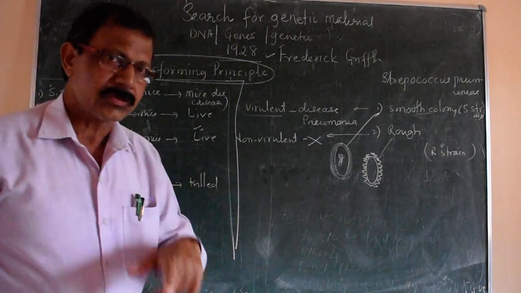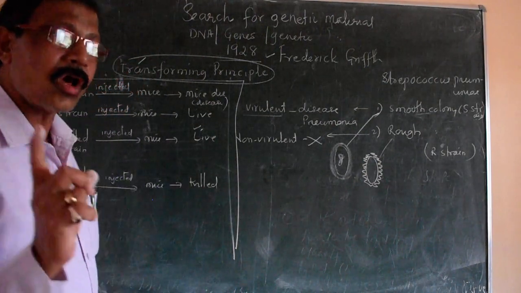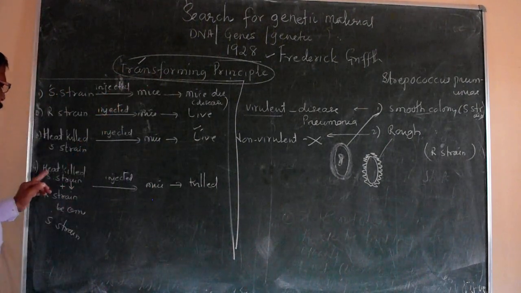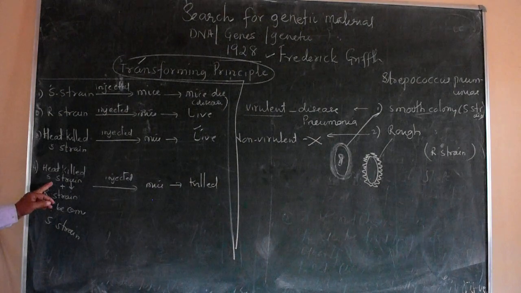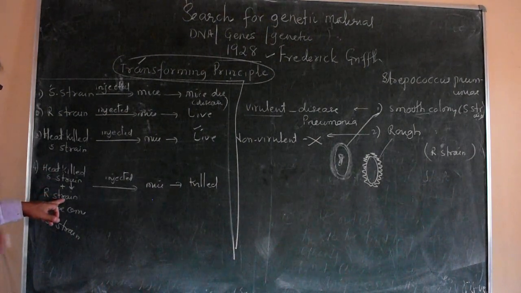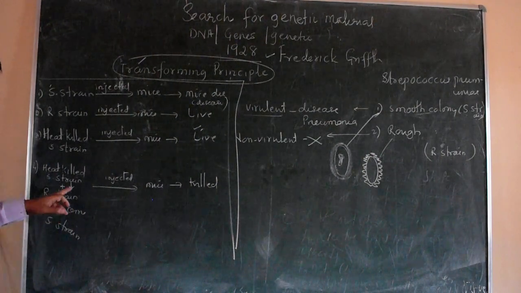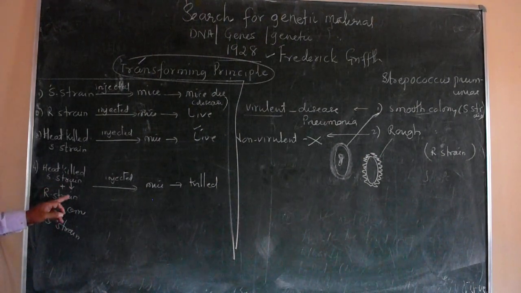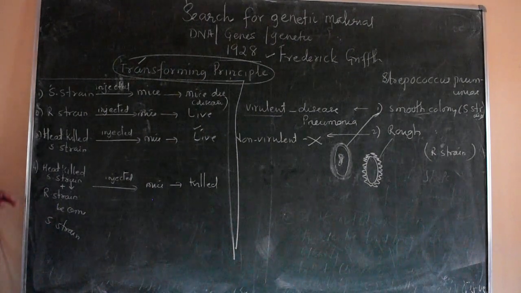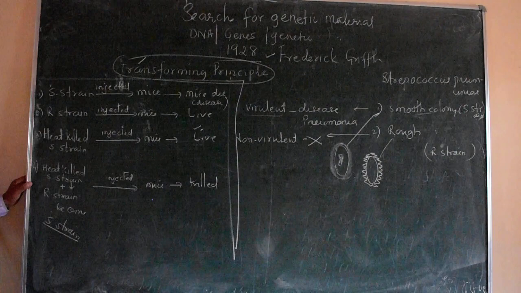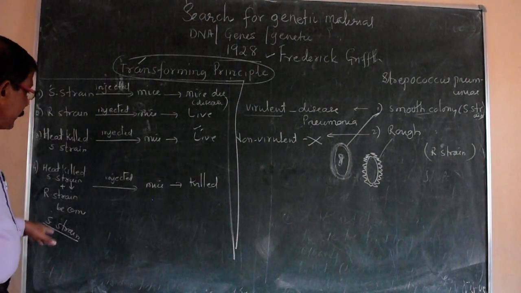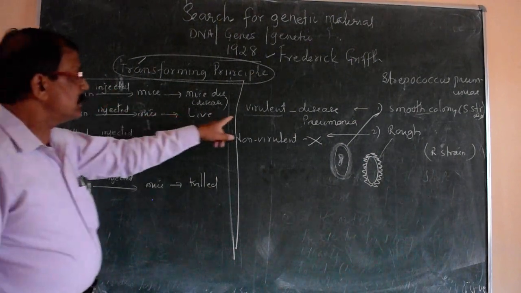Got it? The R strain earlier was non-pathogenic. And when one particular transforming material present in the heat killed S strain comes to the R strain, that is the process of transformation. Through the transformation process, R strain is converted into smooth strain. Got it? And when it becomes smooth strain, it means it is virulent.